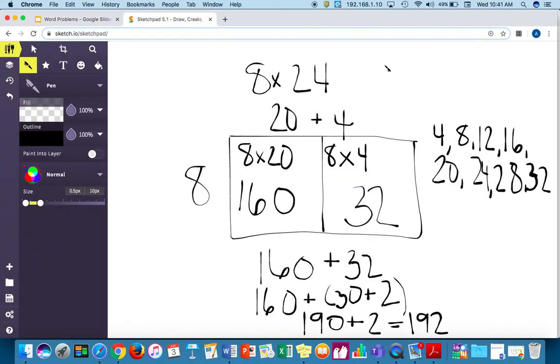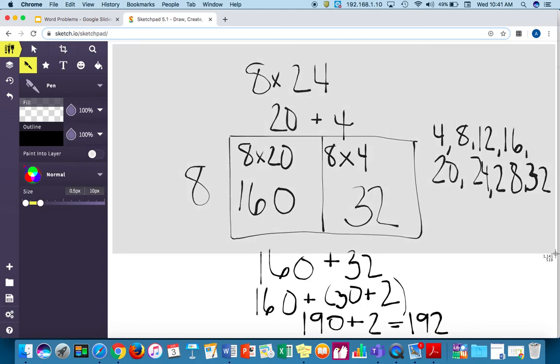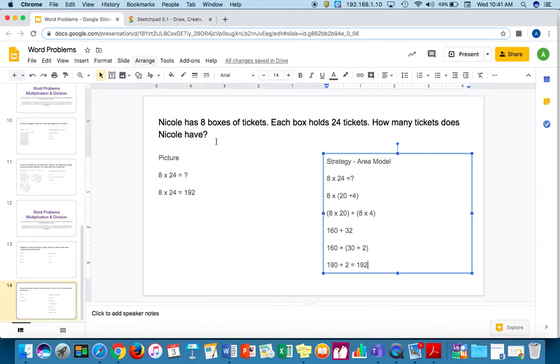Remember, when we're solving problems like this, we really need to understand what the problem is asking of us before we go to solve it. It is really important that we come up with a picture in our head of what's happening before we try to solve the problem.